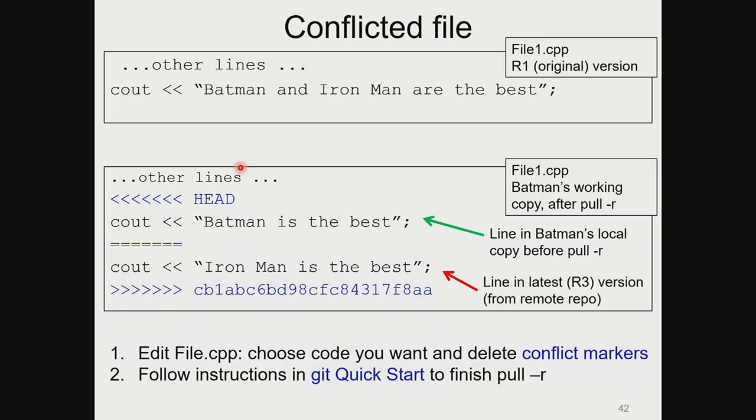He removes one of these lines if he wants, and he can also change the whole thing and just give one clear cout statement. And he saves the file. Once he saves, basically there is a command. I'm not going to go over it in detail.